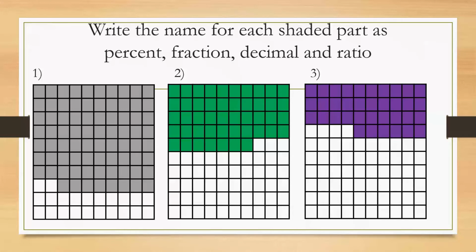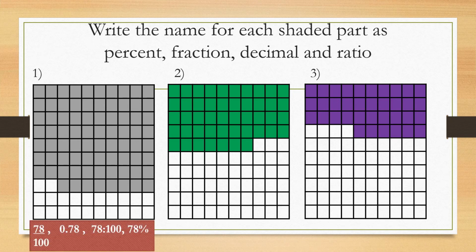Write the name for each shaded part as percent, fractions, decimals, and ratio. So, in our number 1, ilan ba ang shaded part natin dyan? That is 78 sa number 1. So, number 2, that is 10, 20, 30, 40, 7. And number 3, we have 36. So, let's write this into percent, fraction, decimal, and ratio.